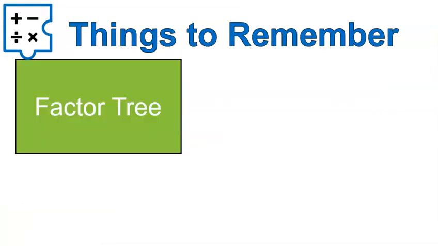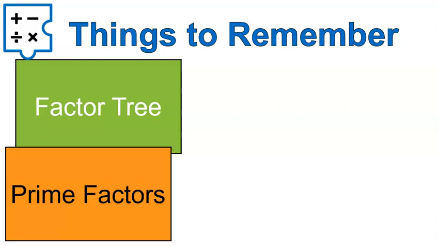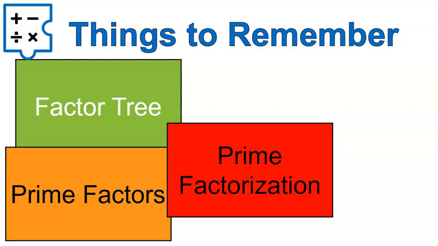Couple of things to remember. Factor trees are great tools for finding prime factorization. We're looking for prime factors. Prime numbers are numbers that are divisible only by 1 and themselves, and they do not include the number 1. And prime factorization is just the fancy word for all of the prime factors multiplied together to give you your final product. I hope that lesson was helpful for you.